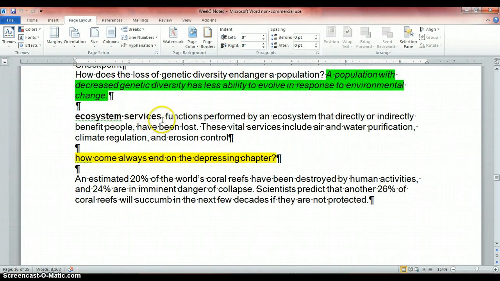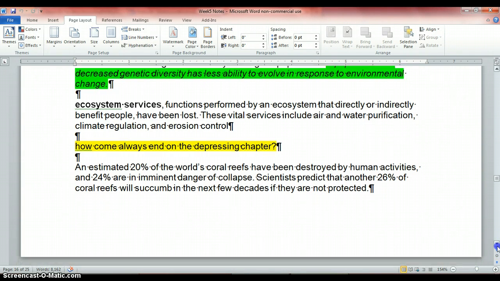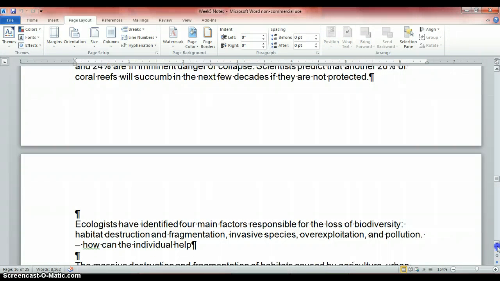Ecosystem services. Functions performed by an ecosystem that directly or indirectly benefit people have been lost. These vital services include water and air purification, climate regulation, and erosion control. An estimated 20% of the world's coral reefs have been destroyed by human activities, and 24% are in imminent danger of collapse. Scientists predict that another 26% of coral reefs will succumb in the next few decades if they are not protected. How could we protect them? What steps are being done?